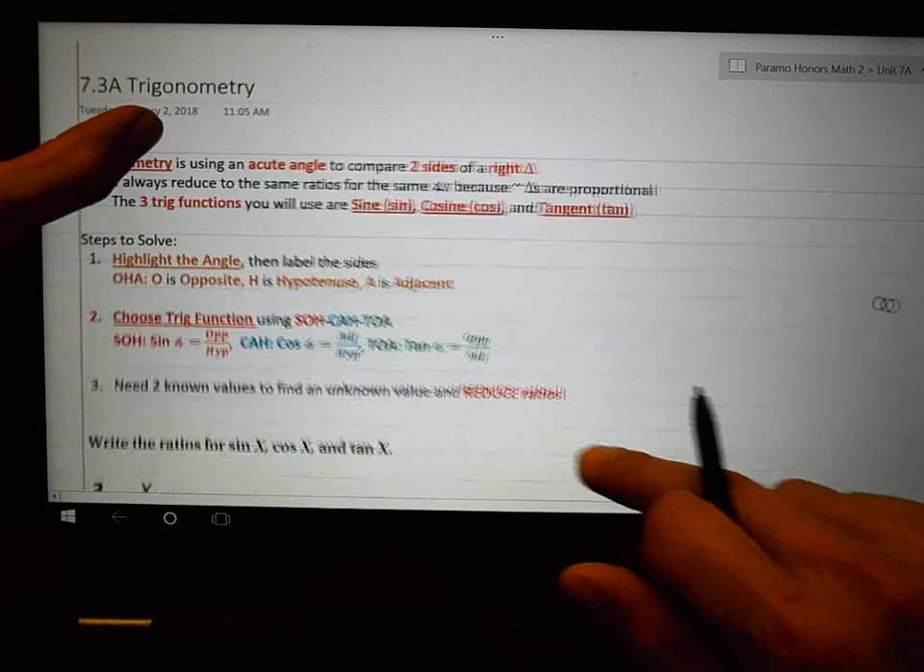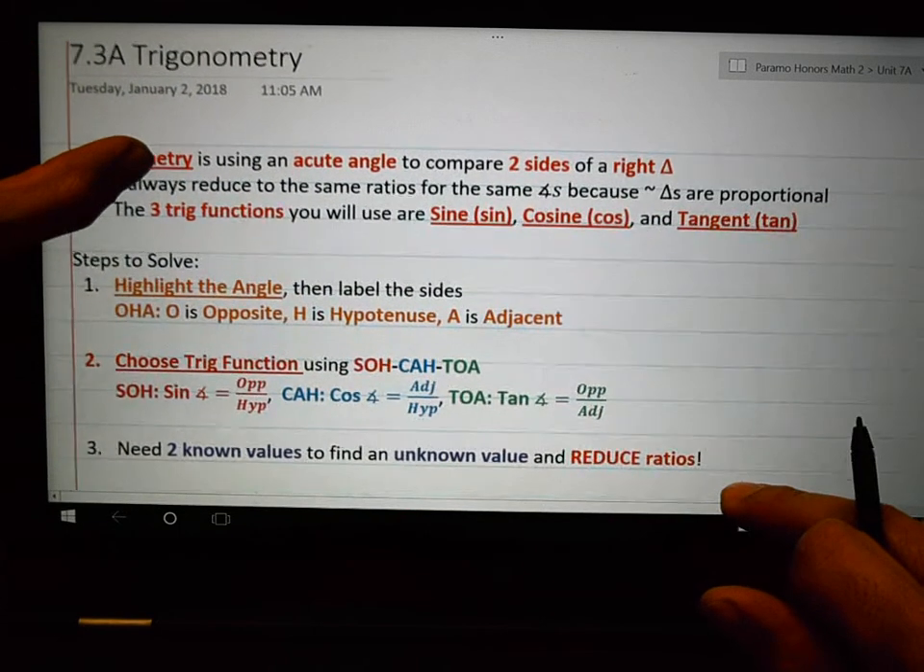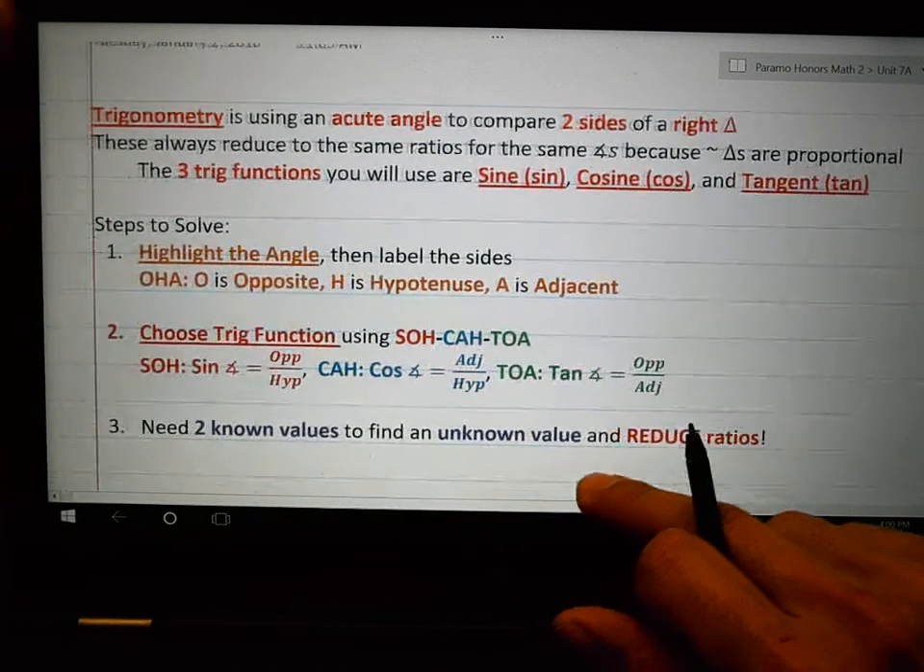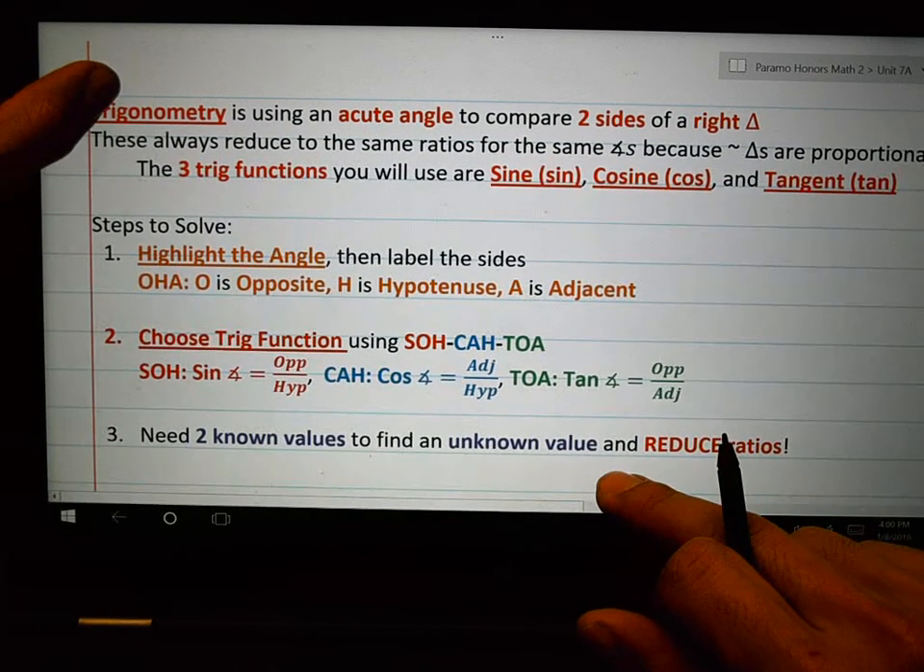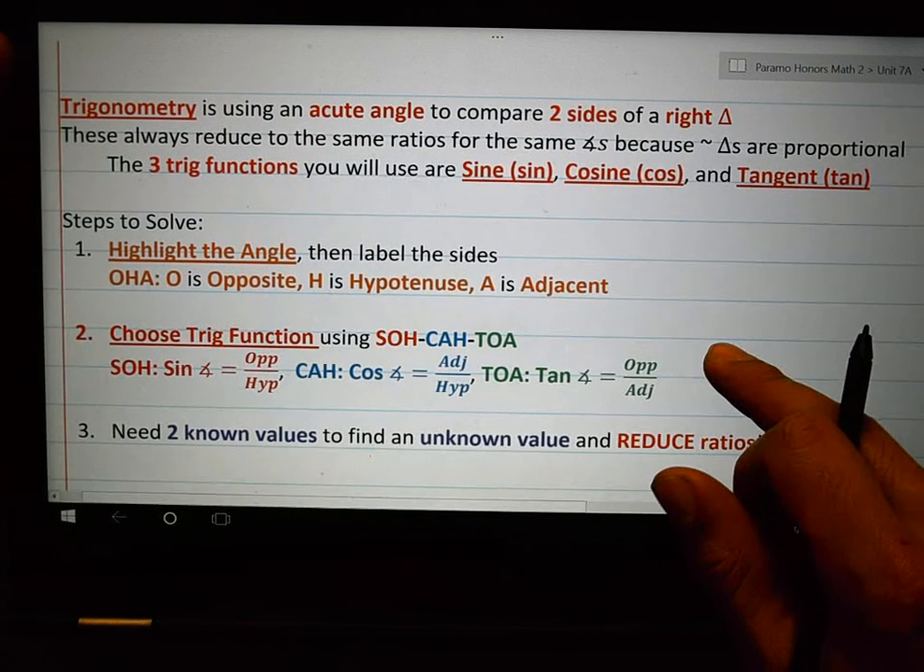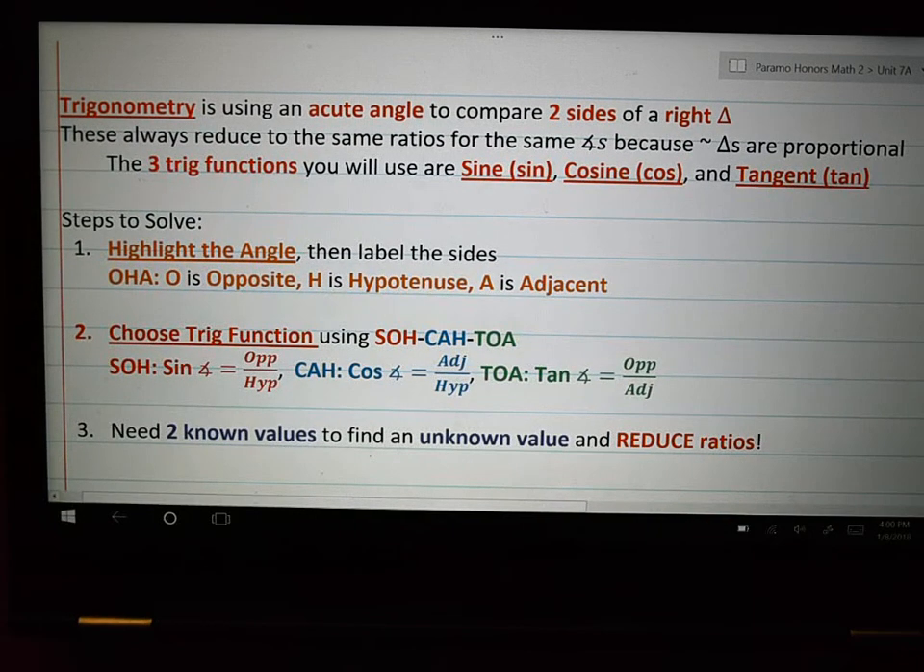So what I'm going to do is enlarge 7.3a trigonometry and let you see all that information. Make sure it's on the screen right there. What I want the substitute teacher to press on the document camera is the button called Enter. When you press that, it's a pause button. You'll press Enter again to press play. Would you please do so now?